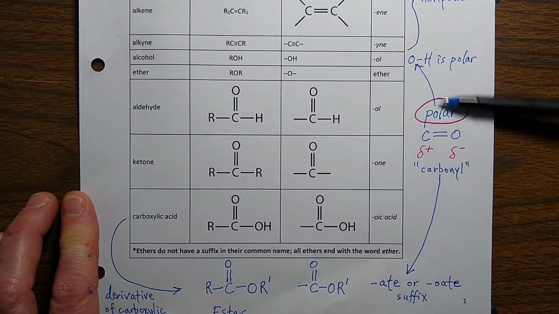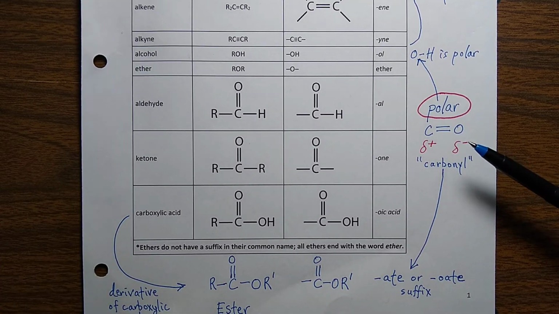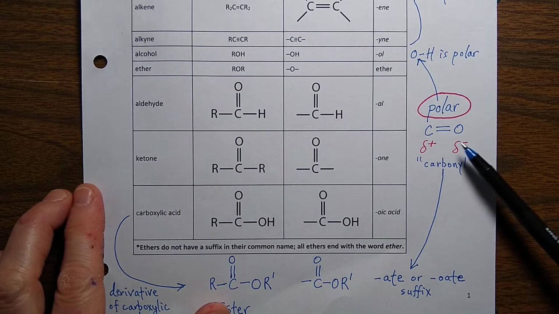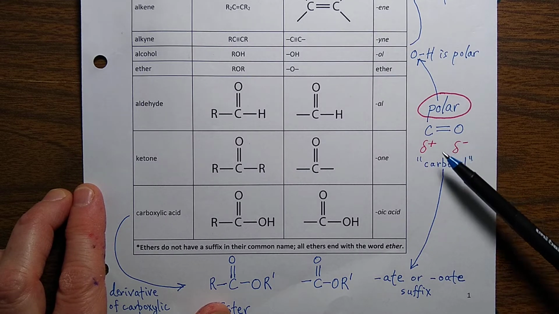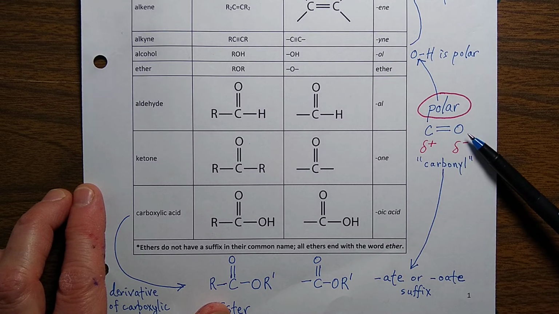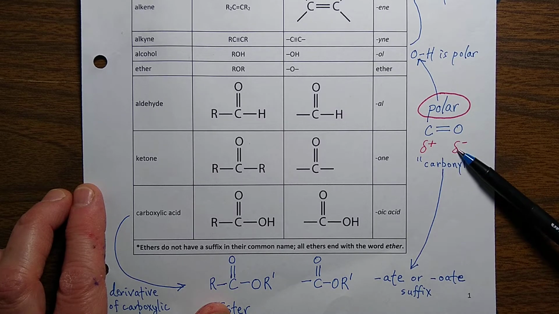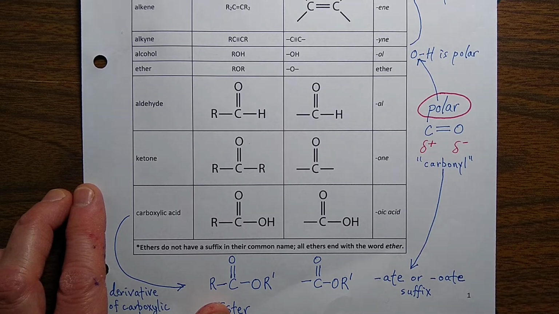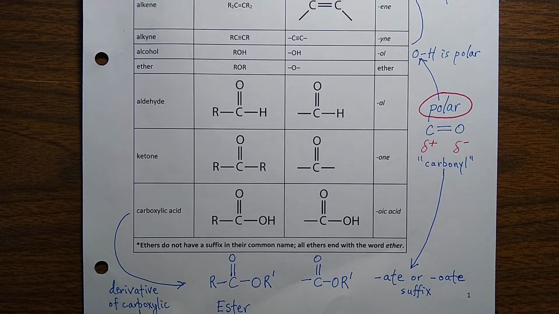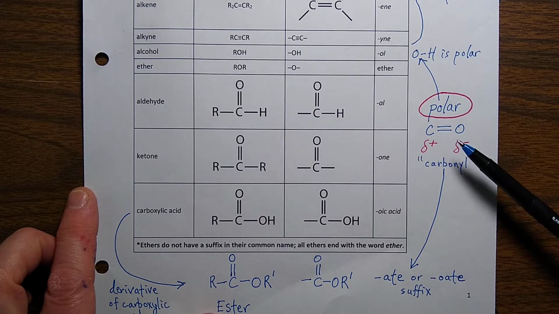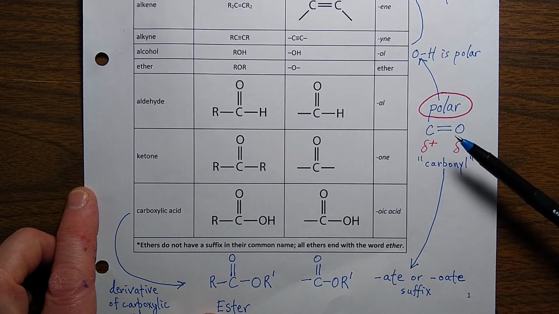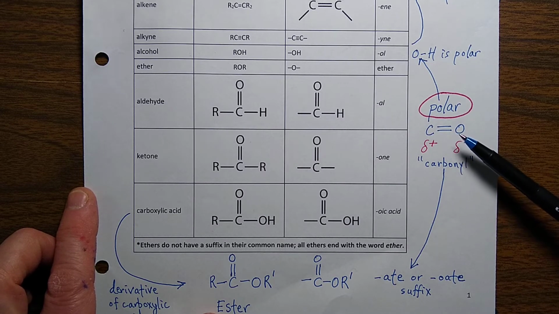A lot of these compounds are polar because they have this carbonyl group. The carbonyl group is polarized delta plus and delta minus. That means that since oxygen is more electronegative than carbon, the oxygen has a slight negative charge with this delta negative, and the carbon has a slight positive charge with this delta plus. That influences a lot of things. It causes a lot of interesting things to happen.